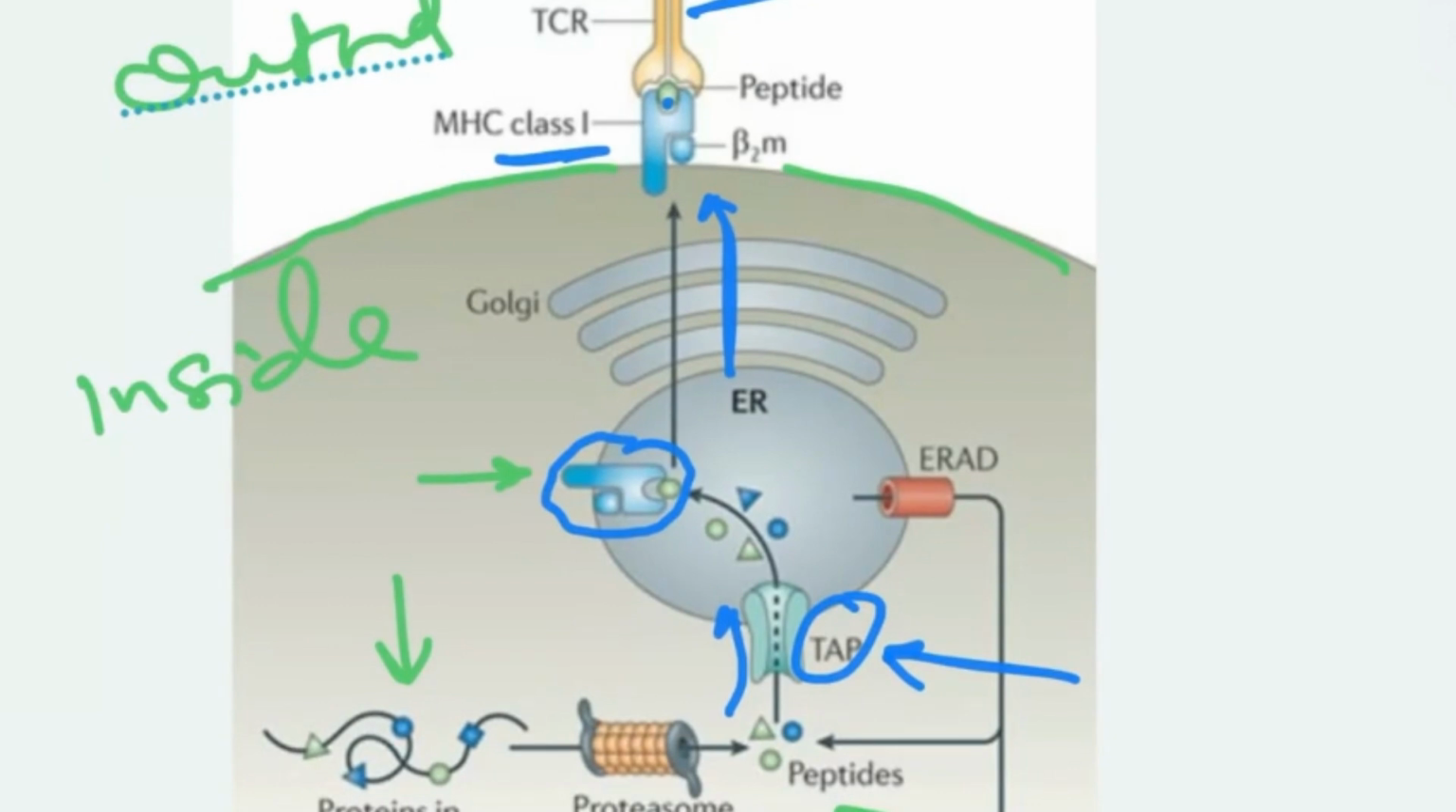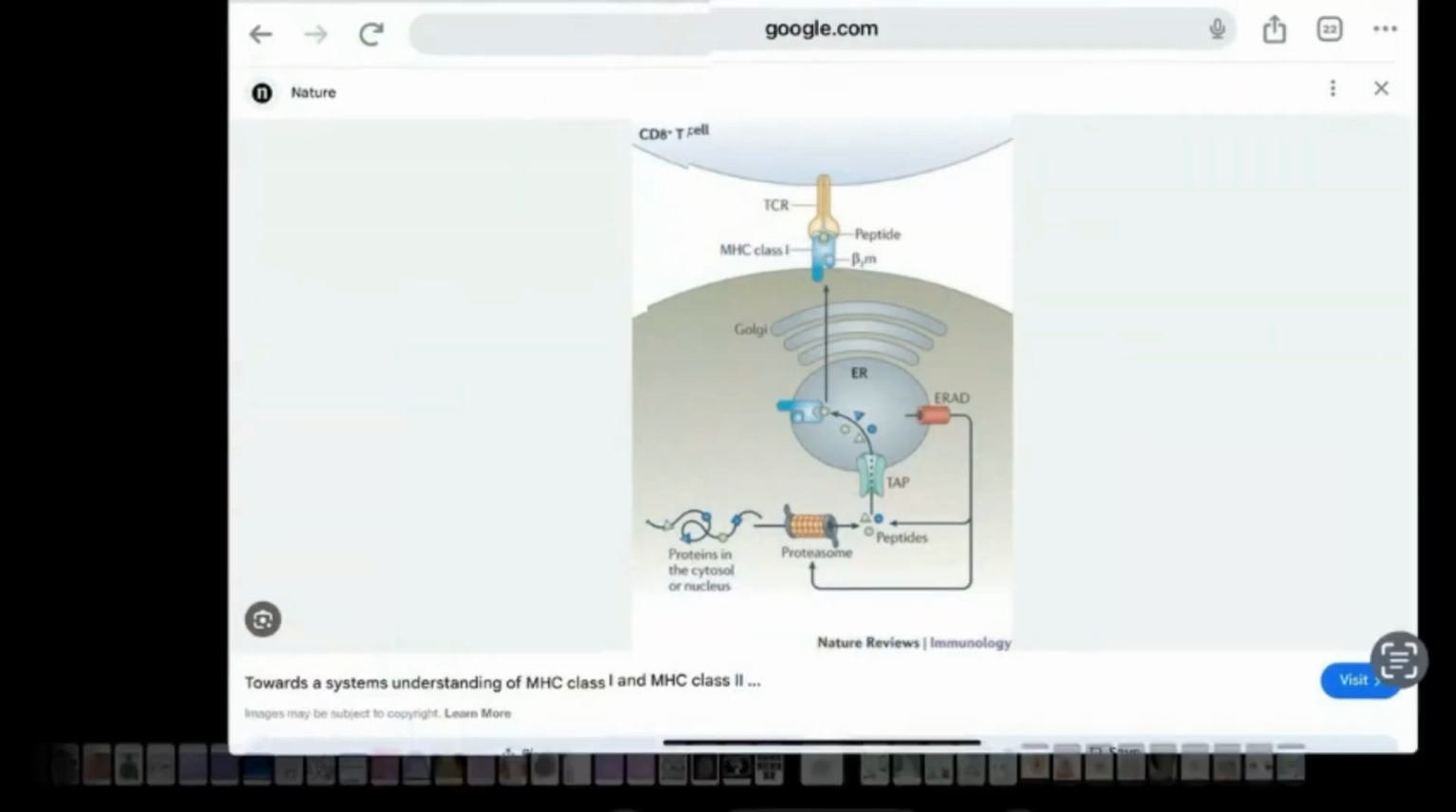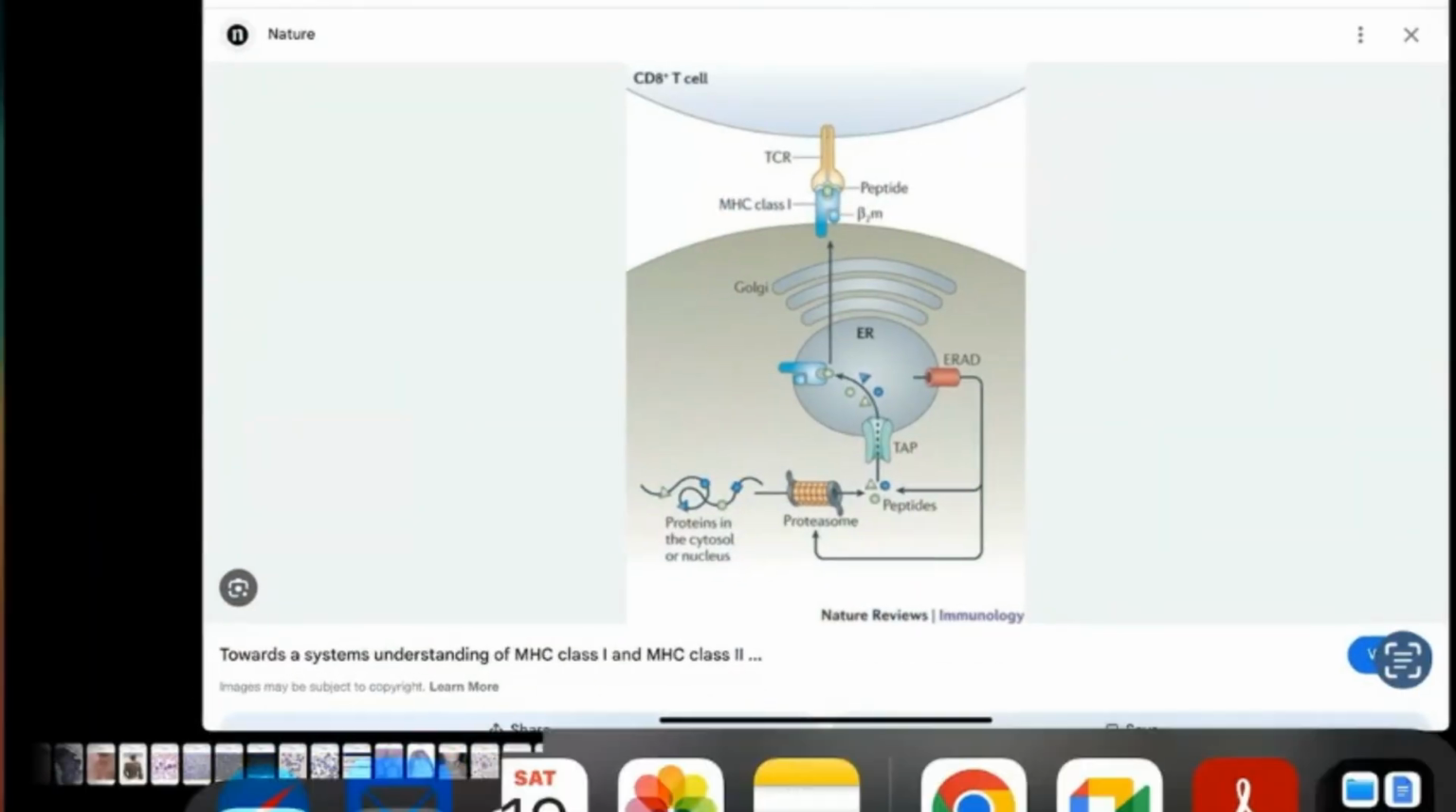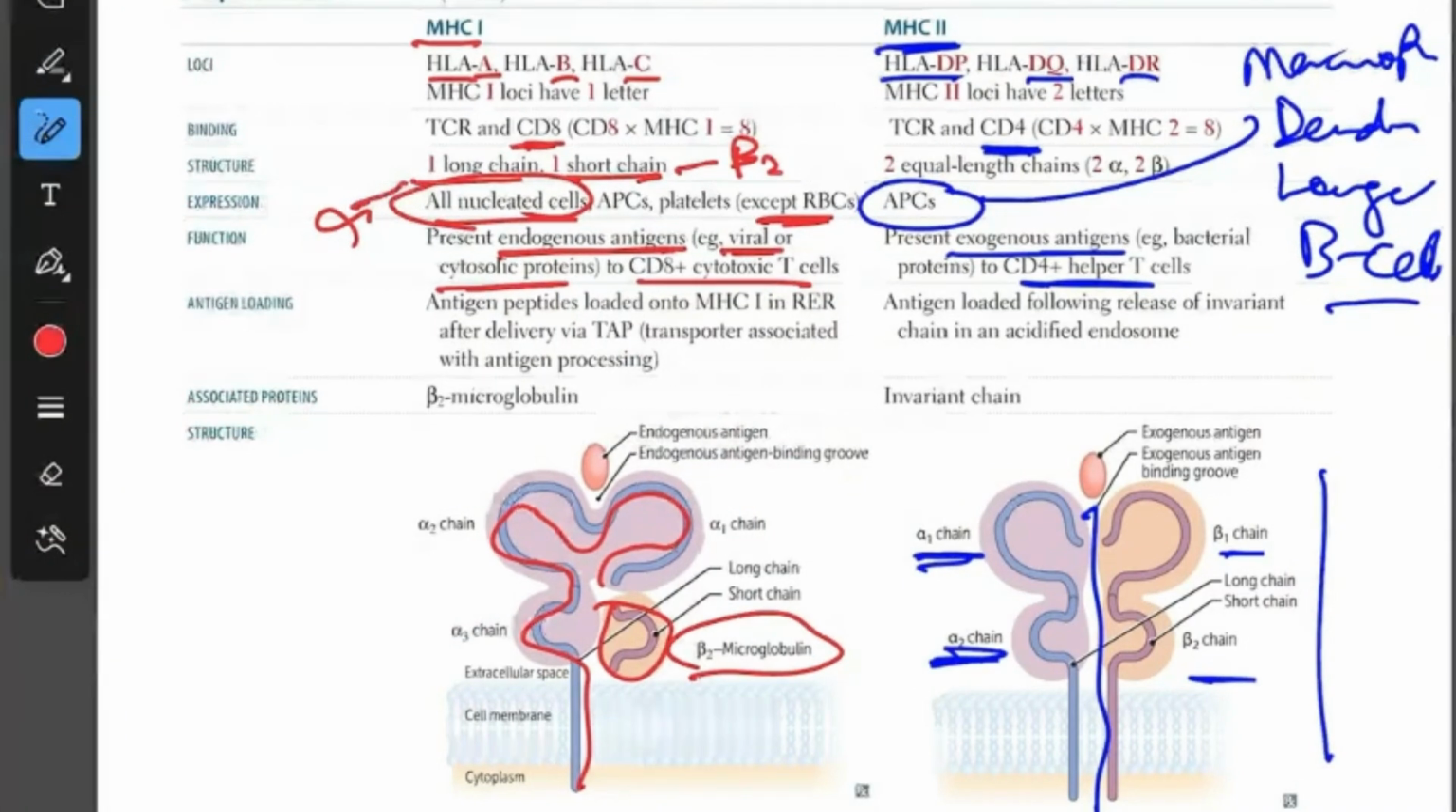So the protein is broken down by the proteasome, those peptides enter the endoplasmic reticulum via TAP, and once in the endoplasmic reticulum, bind to MHC1, and then the MHC1 and the protein will go to the cell surface for CD8 to bind them, all right? Then let's look at MHC2. How are the antigens presented in MHC2?